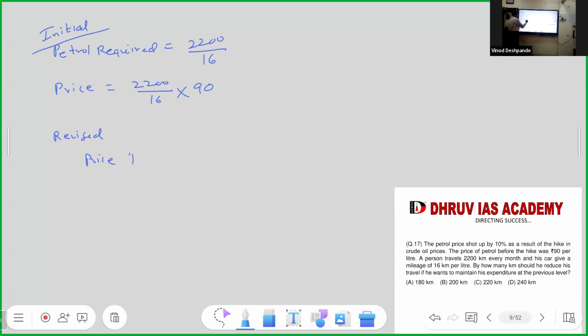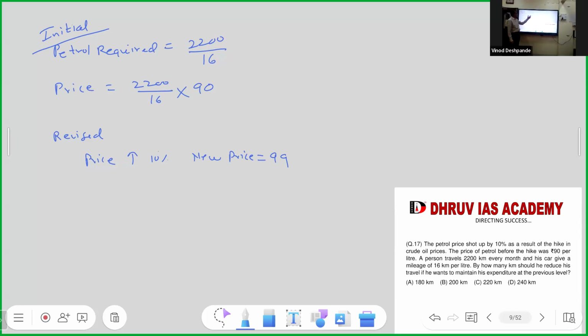The price has increased by 10%. So 10% of 90 is 9. So the new price is 99. The new price is 99 rupees. Now our question is, by how many kilometers should he reduce his travel if he wants to maintain his expenditure at the previous level. That means his expenditure should be this.